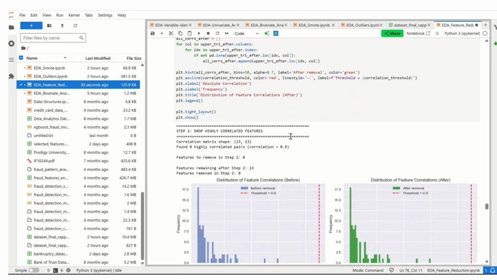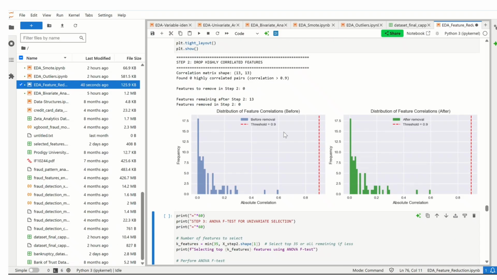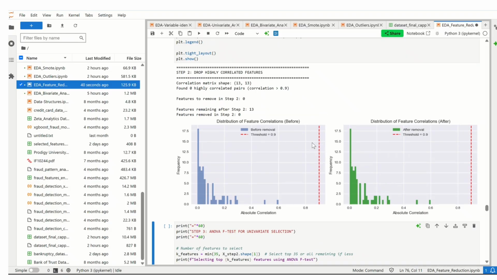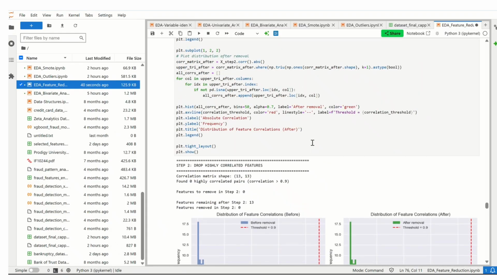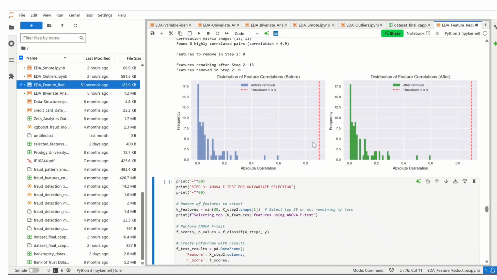Anything above 0.9 is what we are going to drop. Now we can see that as of now we have only 13 features. We didn't remove any features because the distribution of feature correlation before and after is the same. We are not removing any features because we didn't find any features with a correlation greater than 0.9.